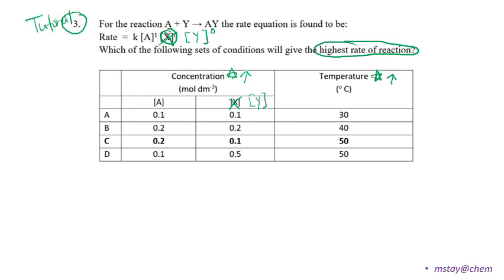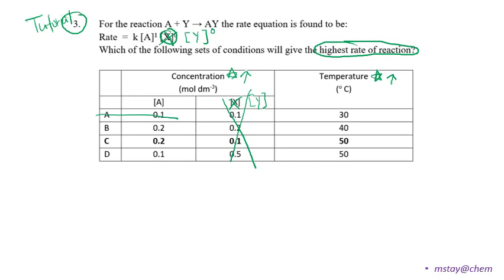So no matter how you increase the concentration of reactant, the rate of reaction will not be affected because any number raised to the power of 0 always equals 1. So that means in this case we are going to ignore the factor of concentration Y. Then now we look at concentration A, we have 0.1 and 0.2 concentration. So basically, again we know that option A confirm will be out because it has the lowest concentration and also the lowest temperature.